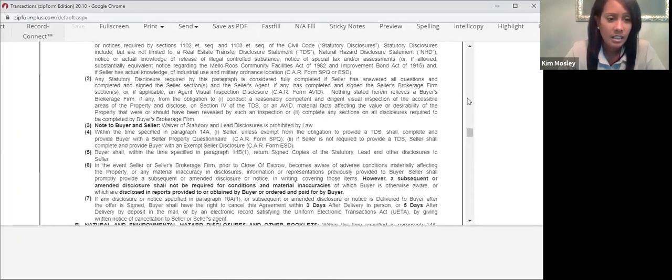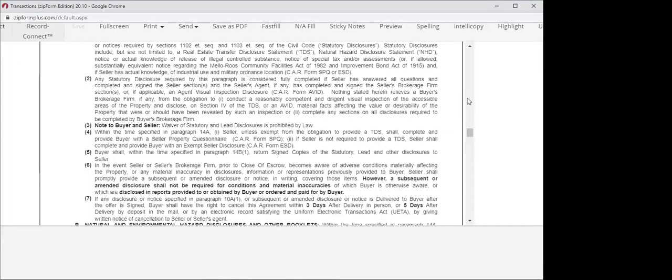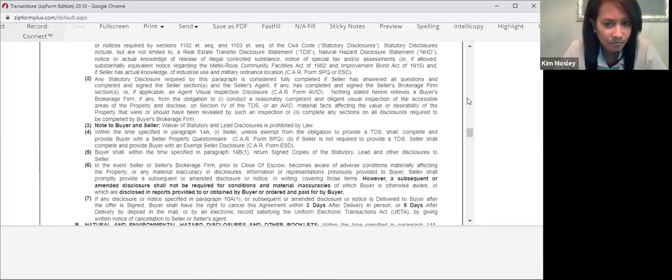Okay. Number 5, buyers shall, within the time specified in paragraph 14B1. I'm sorry, can you repeat this A4 again? Number 4? Yeah. Okay. Within the time specified in 14A, seller, unless the seller is exempt from the obligation to provide a TDS, shall complete and provide buyer with the seller property questionnaire. So they're talking about the SPQ form.